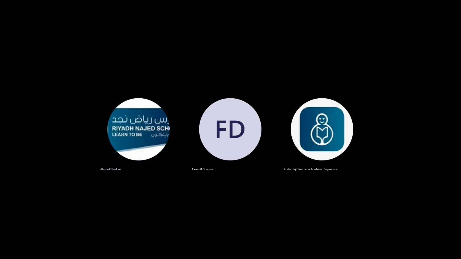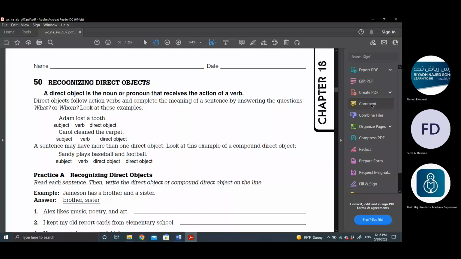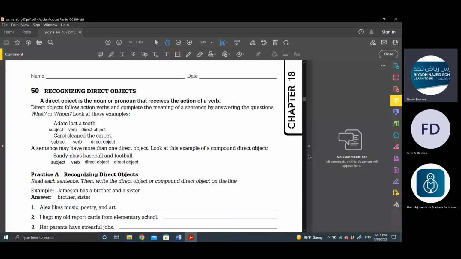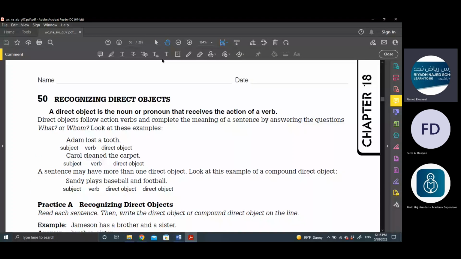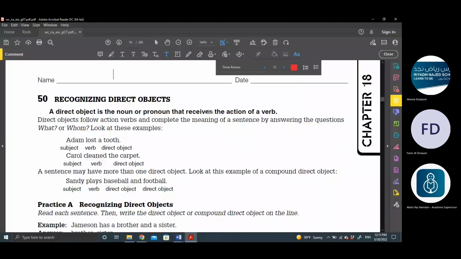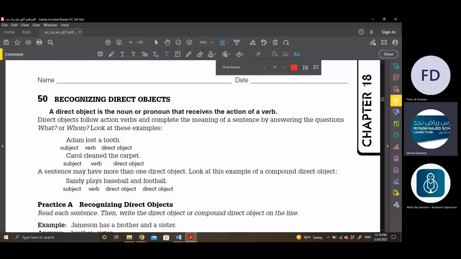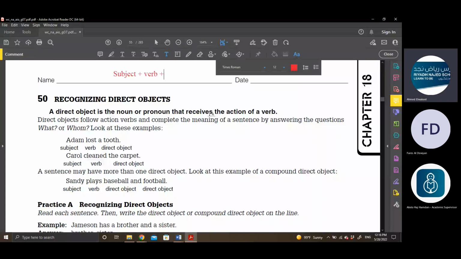Okay, Faris. To speak about the direct object, it's pretty easy. Listen, all you need to know is that any sentence in English must, or usually, starts with what? Faris? An action? A sentence usually starts with a verb, or an action, or a subject. Subject first, then a verb, and then you can bring the object, the direct object.